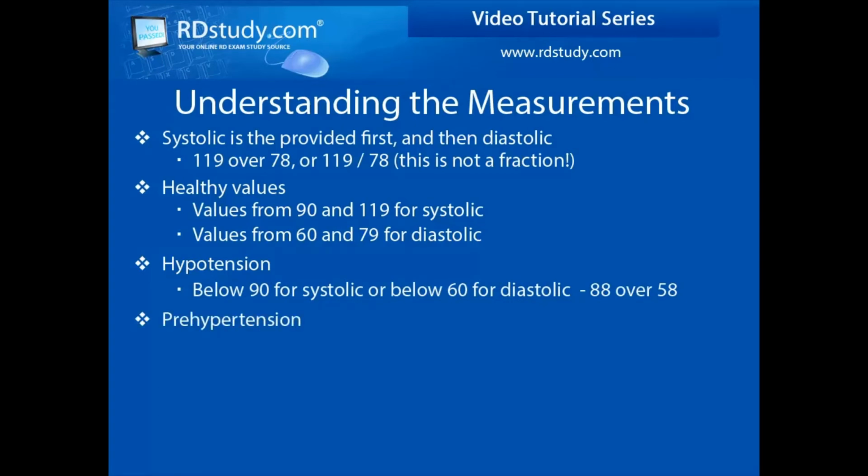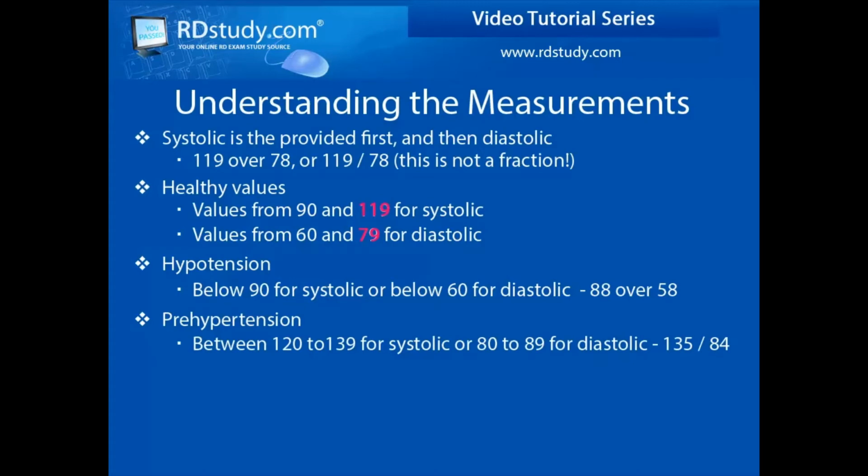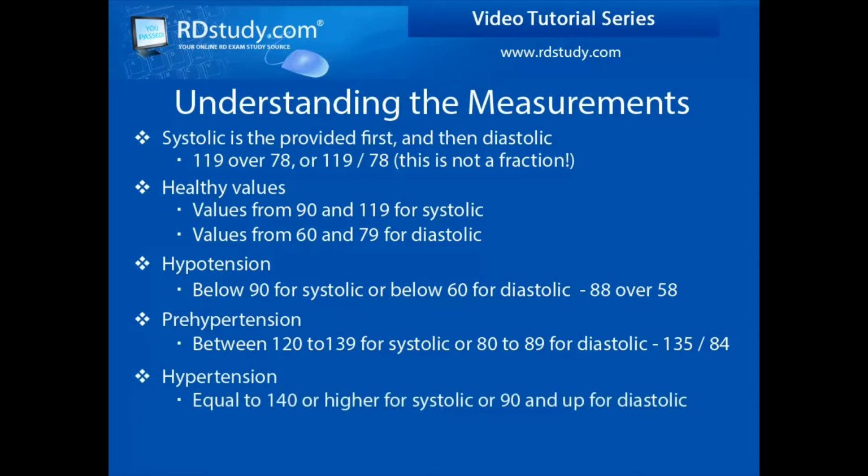Prehypertension is a reading by either value that exceeds the upper threshold of normal values, but not so high that hypertension is seen. The range for prehypertension is 120 through 139 for systolic or 80 through 89 for diastolic. A reading of 135/84 would indicate that the patient is currently in a prehypertension state. Hypertension occurs when either value exceeds the prehypertension upper limits: a value of 140 or higher for systolic, or a value of 90 or higher for diastolic.